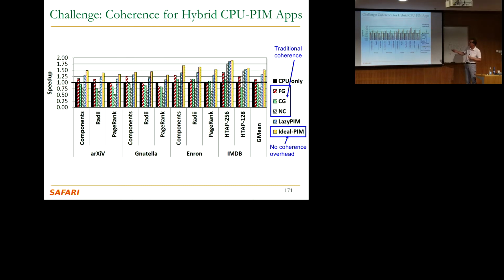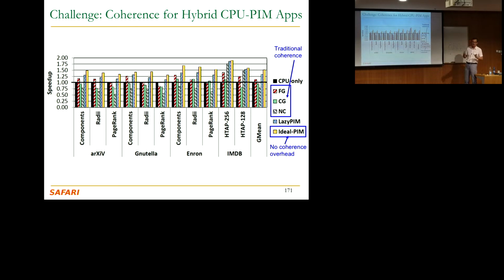Fine-grained coherence works a little bit. It provides you performance improvement, but basically in this case, whenever the PIM is touching some data, it needs to actually get permissions to that data. You communicate back to the CPU. So it makes no sense. So there needs to be more work in this area.